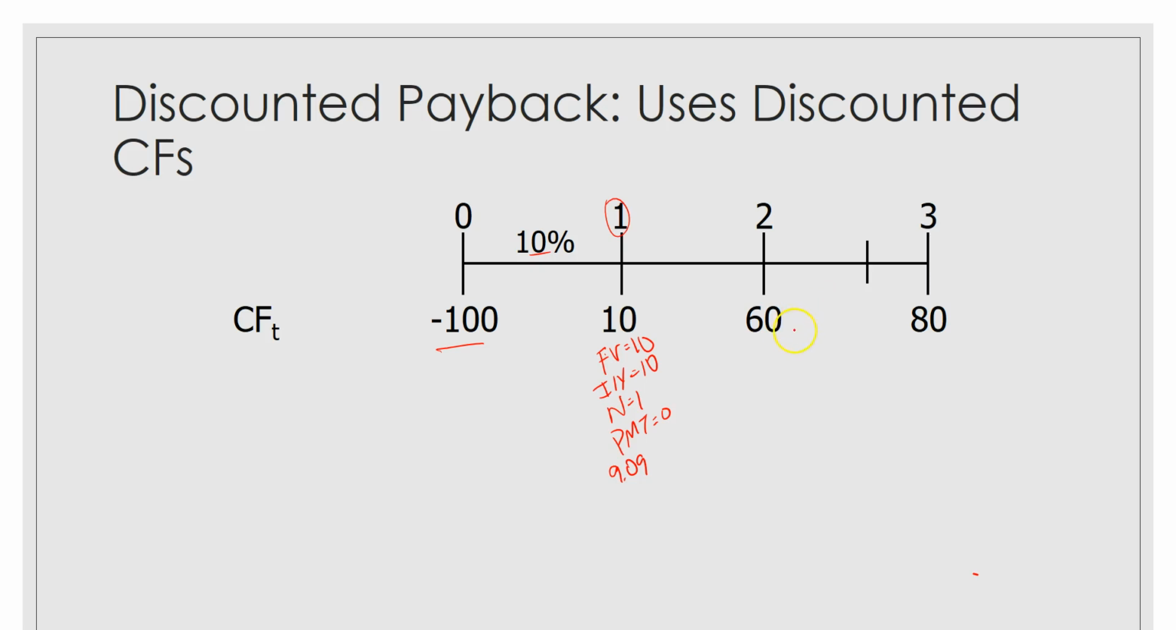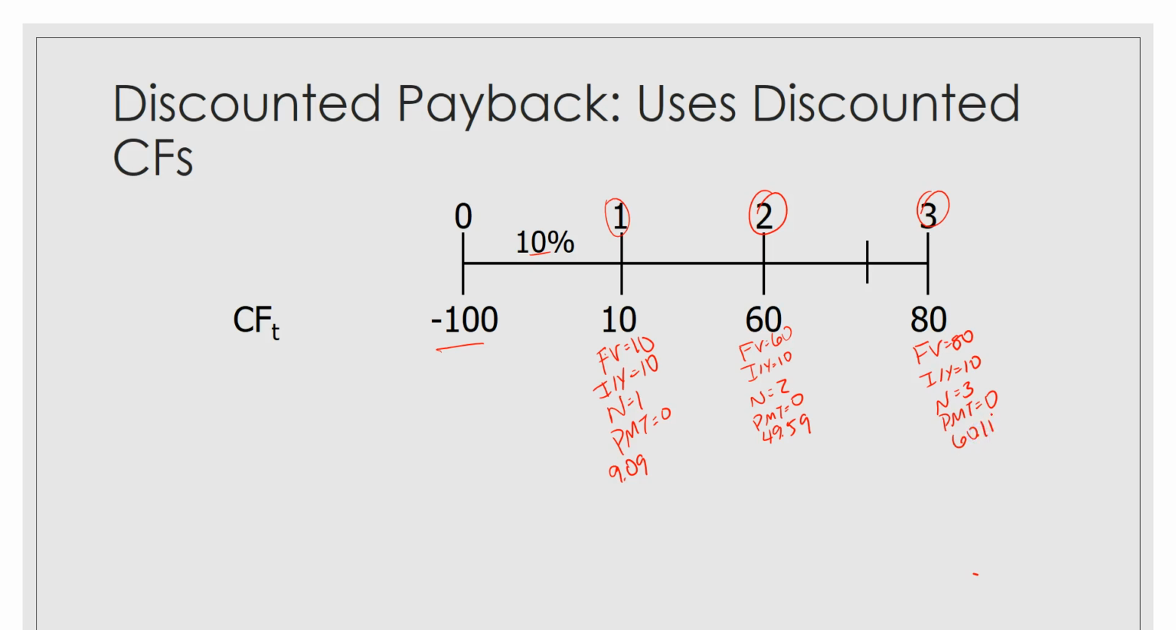Now we have to do the same thing for each of these different cash flows. So in year two, our future value would be $60. That's how much we'll receive in the second year. Our discount rate is 10%. We have 2 years to discount this cash flow. Our payment is 0, so that gives us $49.59. In year 3, we would receive $80. Our discount rate is still 10%, but we're discounting it back for 3 years. Our payment is still 0, and we calculate the present value and we get $60.11.